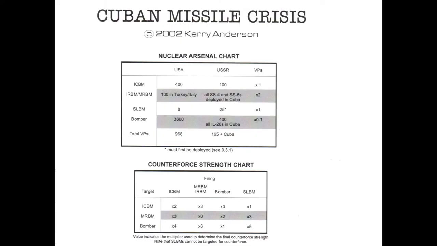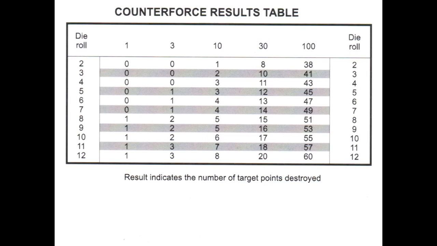If there was a nuclear exchange, you would use this nuclear arsenal chart. The Americans and Russians have different numbers of ICBMs and IRBMs and SLBMs and bombers. And it gives you the total victory point value, just for comparison purposes. These missiles can either be fired at cities, which is counter value, or they can be fired counterforce, used against enemy targets. If you use counterforce, you'd use the chart below. The counter value calculation is a minus one for every hit, and it's the equivalent of 100,000 people killed. So this is the counterforce results table.